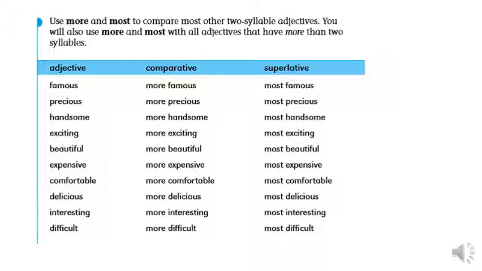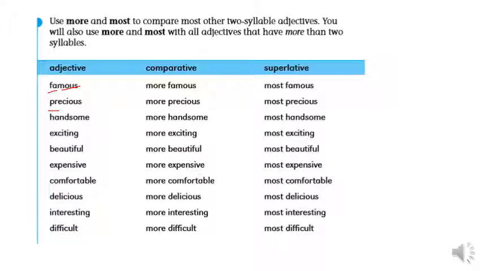Let's see how. When I say famous, two syllables, 2 sounds. So I don't say famouser or famousest. I say more famous, most famous. Precious, 2 sounds. More precious, most precious. Handsome, more handsome, most handsome. Exciting, more exciting, most exciting.